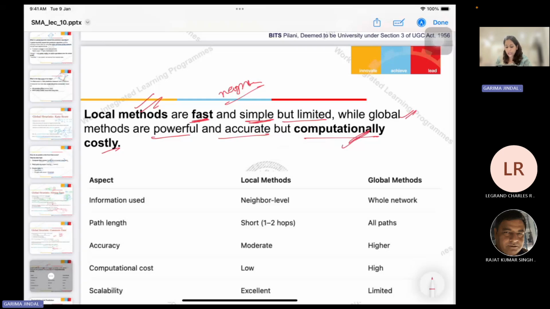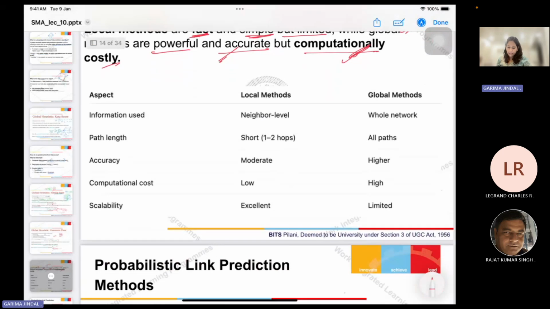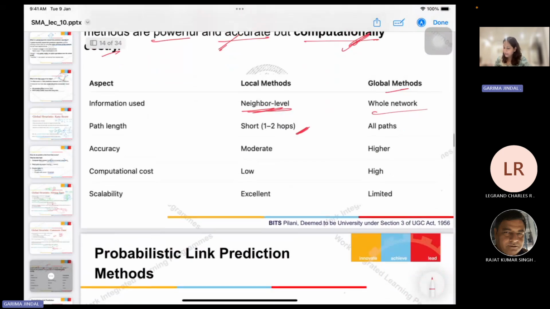So although they are computationally costly, they are more accurate. And these are the differences between these two. The local method considers the neighborhood, and the global method considers the entire network. Then here we have short hops. Why short hops? Because we are considering the neighbors. And here we have all the paths. Then accuracy, the global methods are more accurate. We have already discussed. Computational cost, global methods have high computational cost. Then scalability. Local methods are more scalable as compared to the global methods.